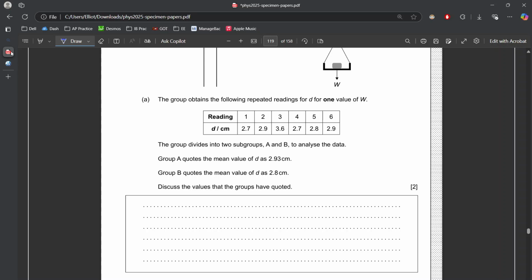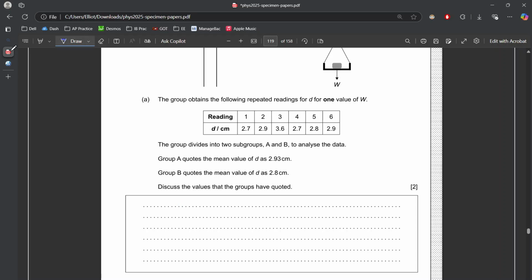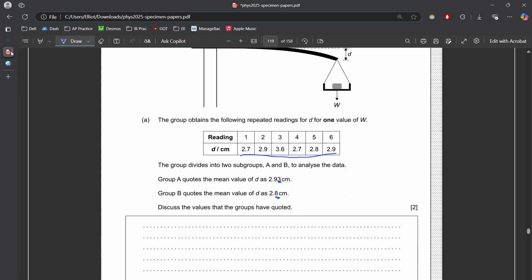So group A's estimate, I'm just going to talk this one out. I'm getting kind of tired. You can see group A's estimate actually goes to 1 decimal place past this, and group B quotes the value at 2.8. So I'm going to calculate this on my handy dandy calculator right now.